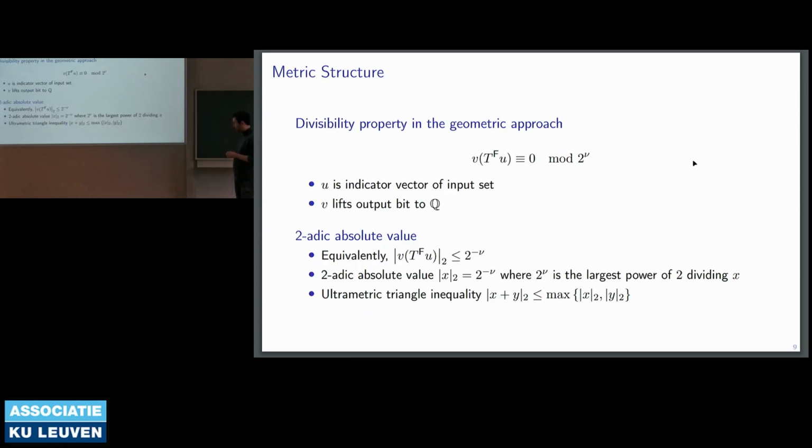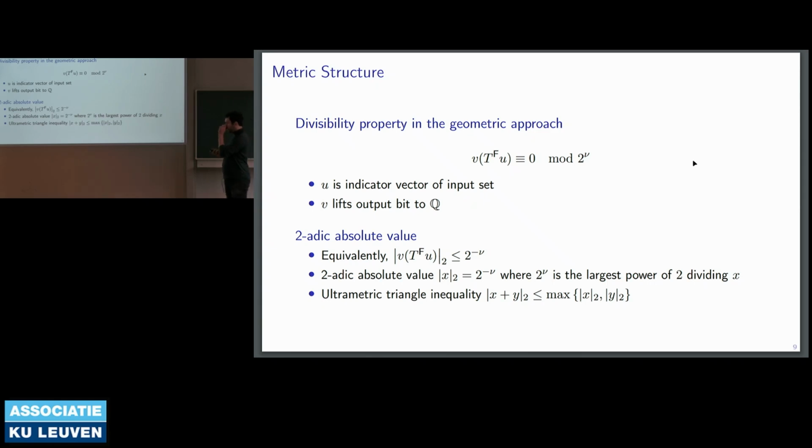Okay, then finally, the last component of ultrametric integral cryptanalysis is its new metric structure. We will be introducing the two-adic absolute value to approximate the evaluation of cryptanalytic properties. If we take such a property, in the case of integral cryptanalysis, you would have a weight vector, which is an indicator vector for some input set, and a linear function which lifts a specific output bit to the rational numbers and then sums over it. The properties we are interested in would just be 0 modulo some power of 2.